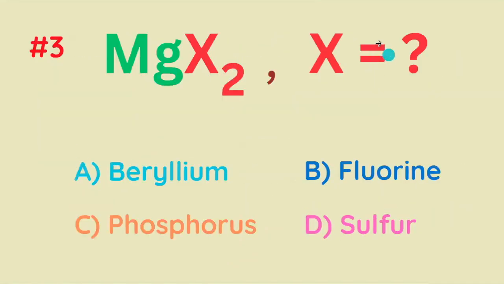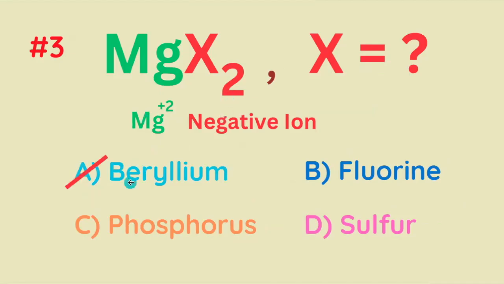MgX2. What is this mystery X element? And how can we use the information of this, especially Mg, to figure this out? Magnesium is also in group 2, so it's going to form a positive 2 charge because it loses 2 electrons, 2 valence electrons. We have a positive bonded to a negative, so beryllium cannot be the answer because beryllium is also in group 2, so it would become a positively charged ion.